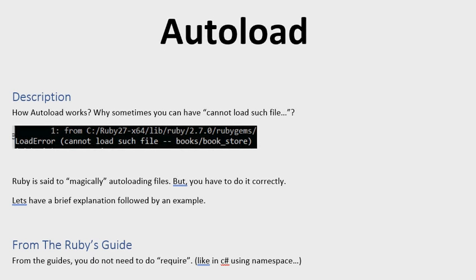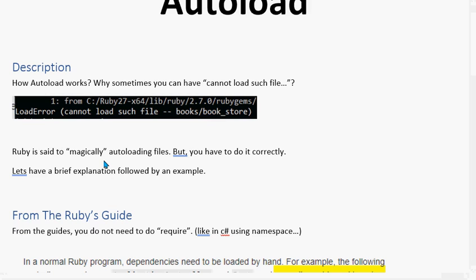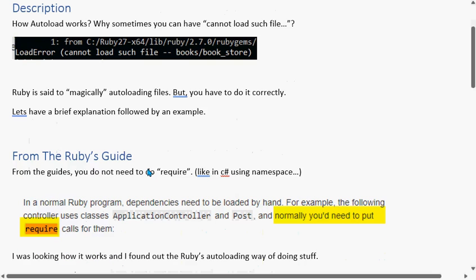Hi, today we will go over a feature in Ruby called Autoload. We'll see how it works, with a brief explanation and a brief example, and why sometimes you cannot load such a file, like here, "cannot load such file". Why is this happening? Ruby is said to magically autoload files, but you have to do it correctly. Let's have a brief explanation, and I will follow it with an example.